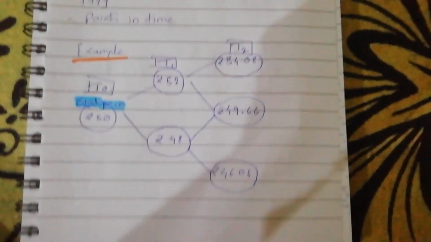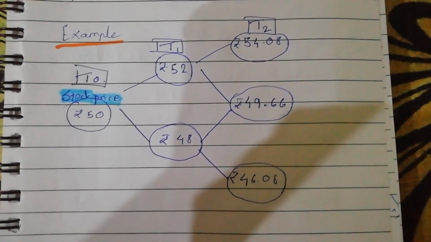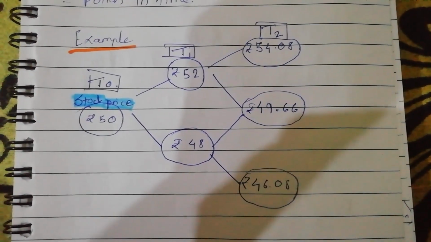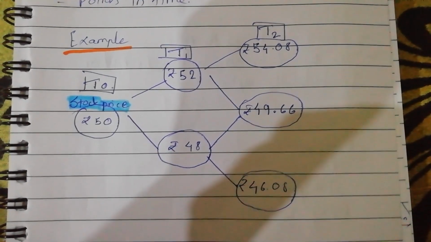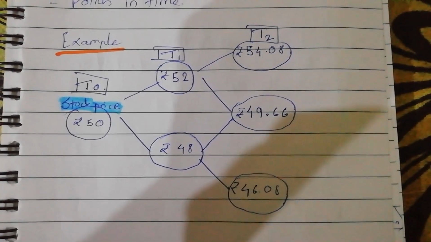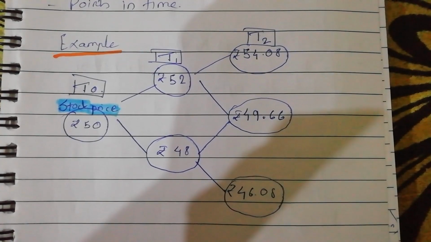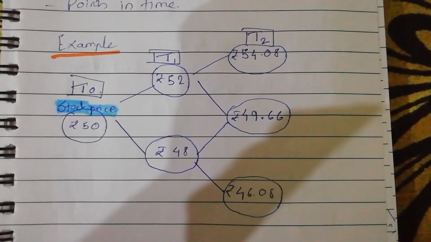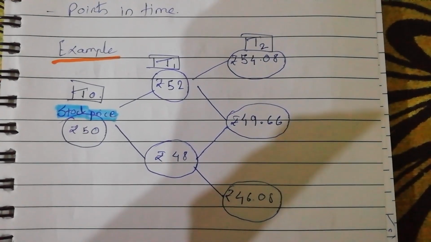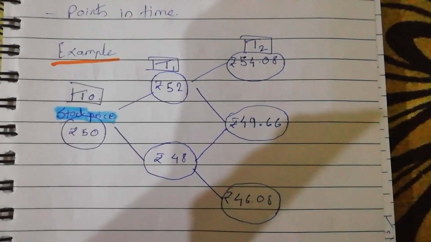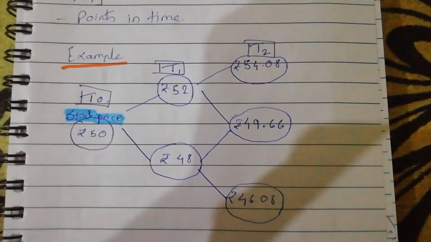A simplified example of the binomial option pricing might look something like this. So stock price of today is rupees 50. On T1 day, it can either go up and become rupees 52 or go down and become rupees 48. Further, the prices will go up. For rupees 52, it will become rupees 54.08 on T2 time period, or go down and become rupees 49.66, and so on.